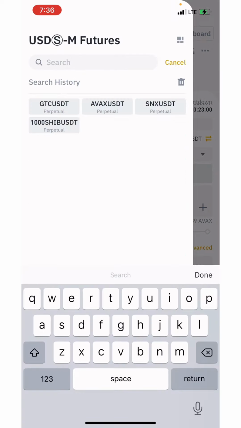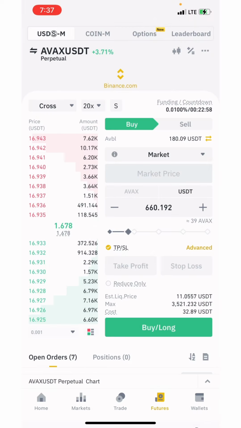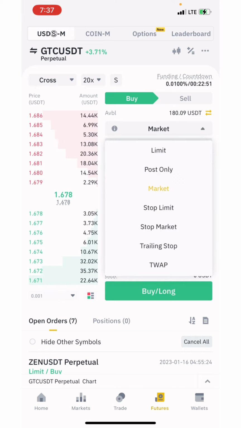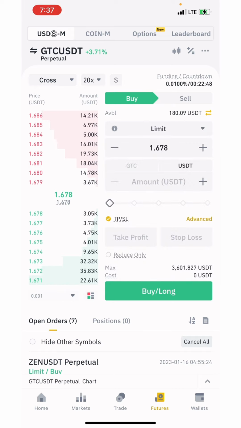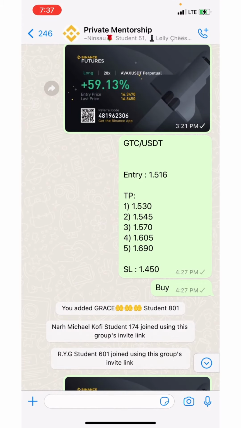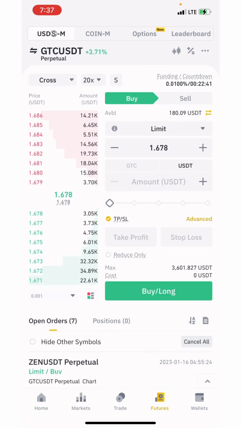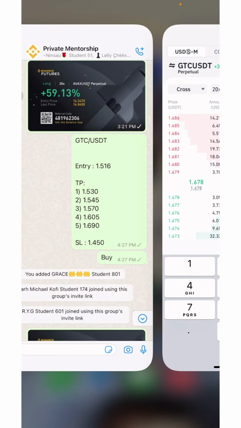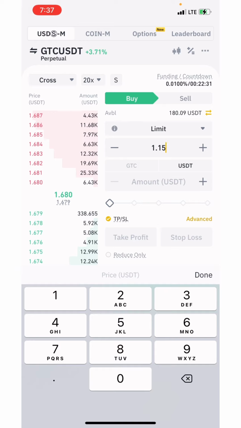So let's go to GTC. We select this one. Then we change this market. Just below the buy and sell, we have market, so you change it to limit. Now when you change it to limit, you copy these numbers, the 1.516, and paste them here. Let me just confirm it: 1.516. You paste the numbers just below the limit.